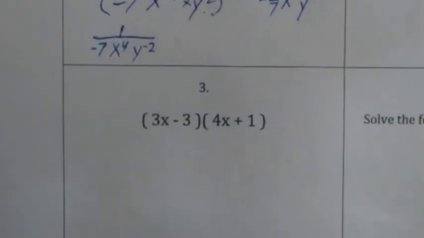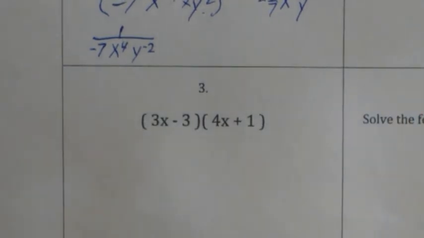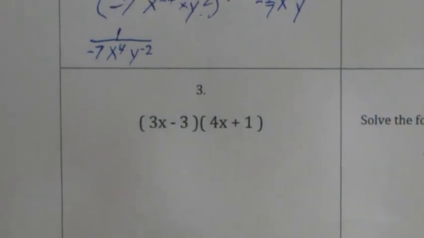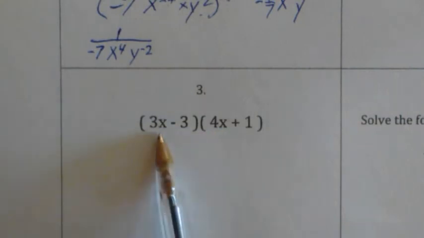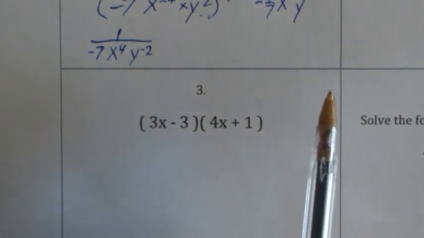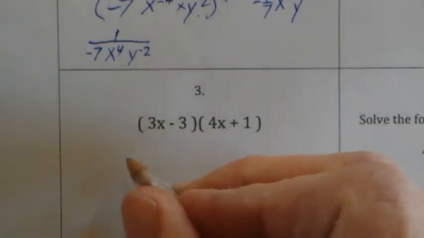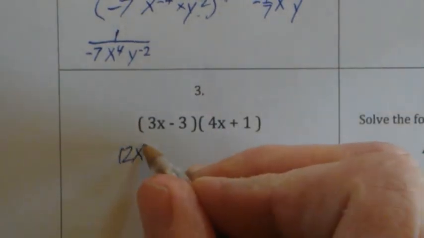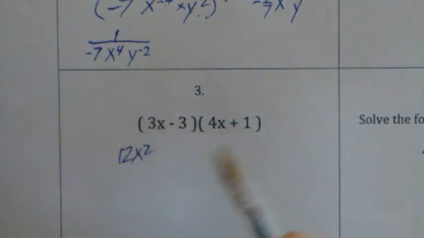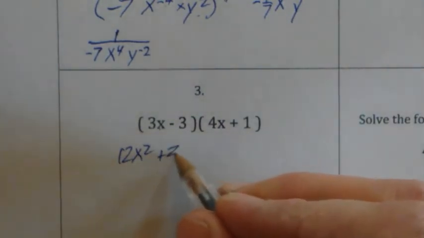Let's see where we are here. 3x minus 3 times 4x plus 1. I multiply this first. We're going to take the first term and multiply it times this, and then multiply it times that. Okay, 3x times 4x is 12x squared. 3x times 1 is plus 3x.